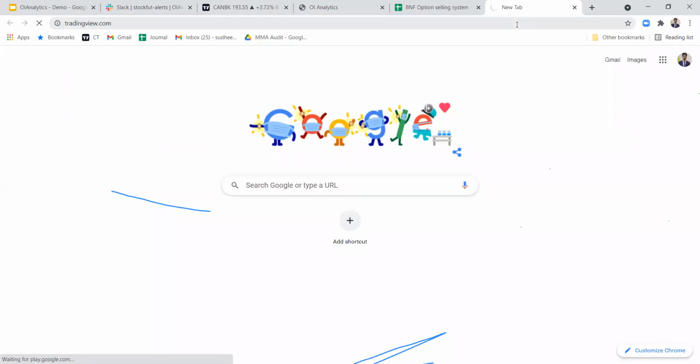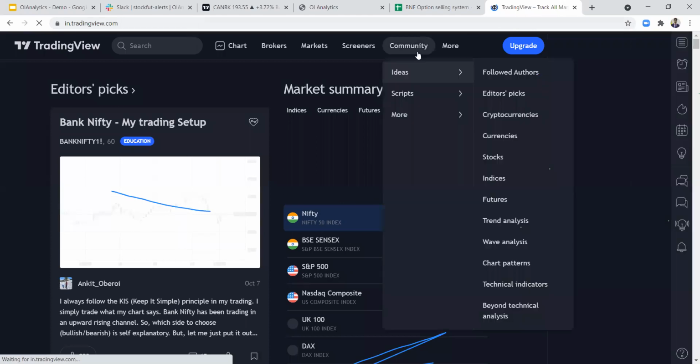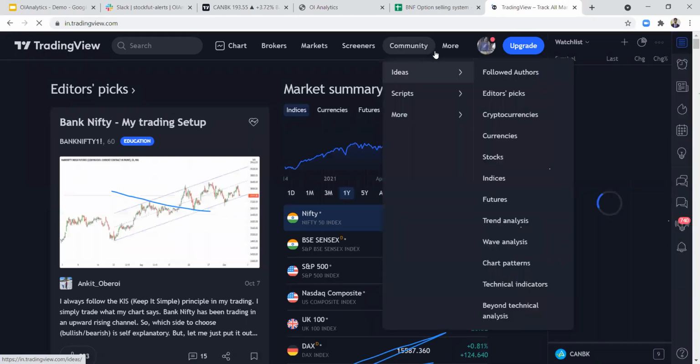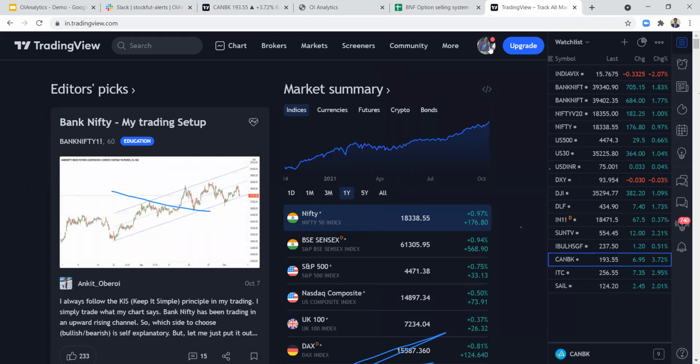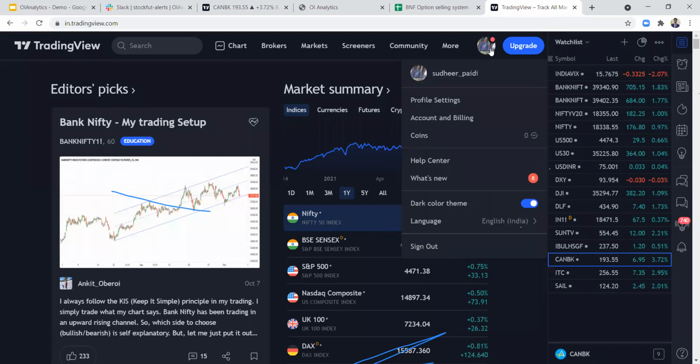My question was the same. Can you use the same indicator in Zerodha? No. Zerodha doesn't allow custom indicators. This is a custom indicator made by us, so you can only use it on tradingview.com. Got it. Thanks.